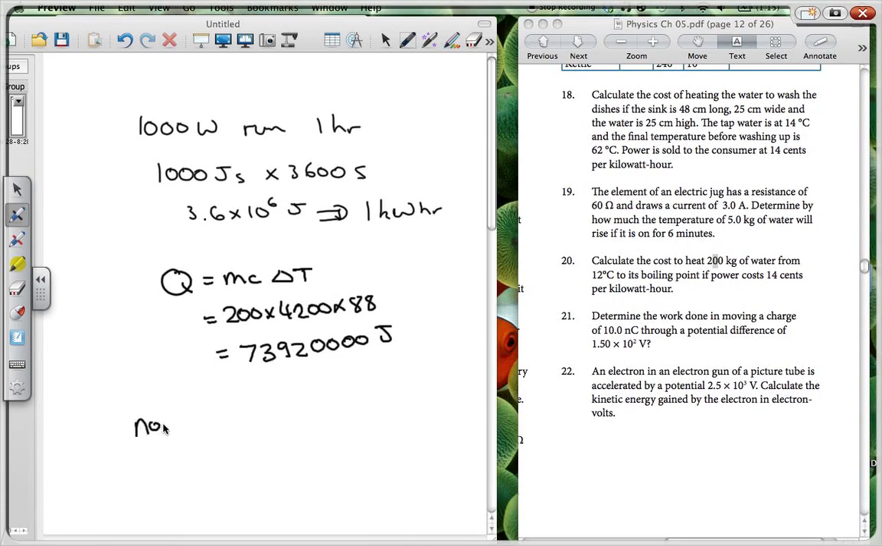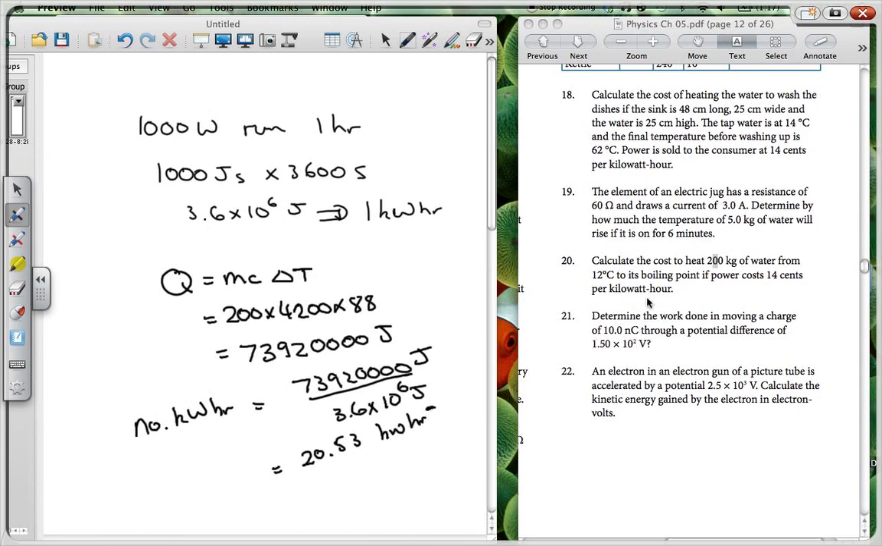Now the number of kilowatt hours is obviously going to equal 7392 followed by 4 zeros divided by 3.6 times 10 to the 6 joules. That will give the number of kilowatt hours, because this is the number of joules altogether, and this is the number of joules in a kilowatt hour. So I divide that by 3.6 exponent 6, and I get about 20.53 kilowatt hours.